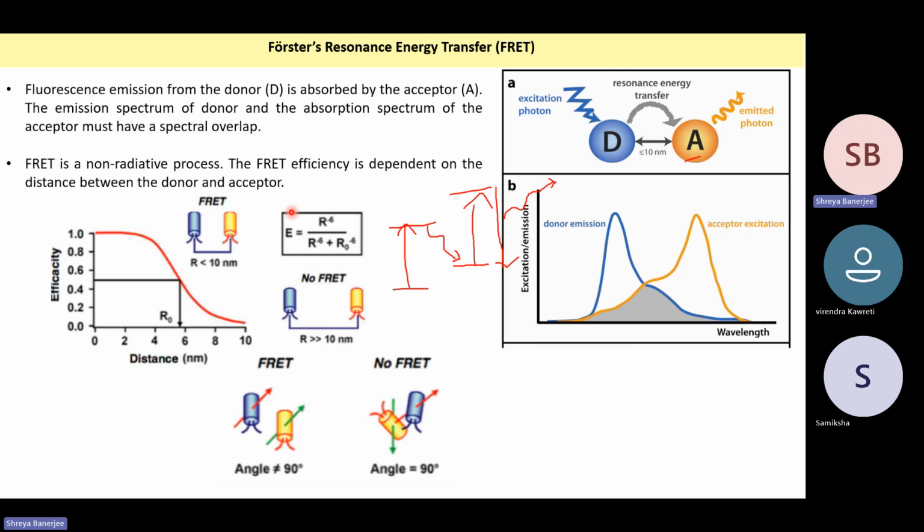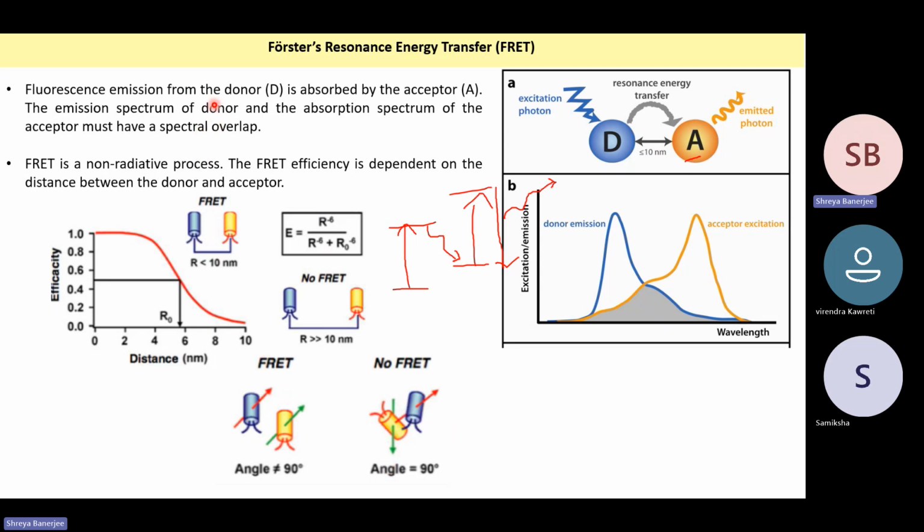It is kind of dependent on 1 by r to the power minus 6. You don't need to remember the formula. You can just remember that with the increase in distance, the efficiency of transfer is reducing. And if the distance is less than or equal to 10 nanometer, this can happen. Otherwise, this will not happen. And also, if the donor and acceptor are at 90-degree angle, then this kind of transfer cannot happen.